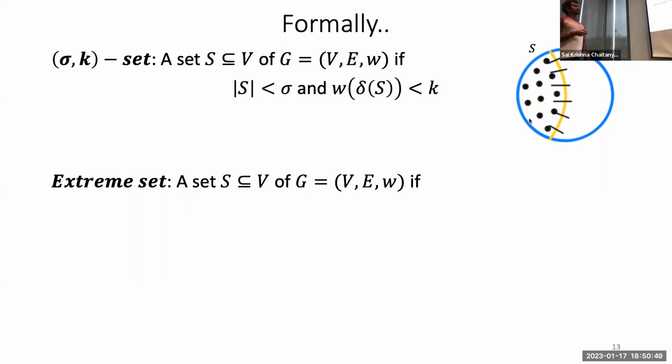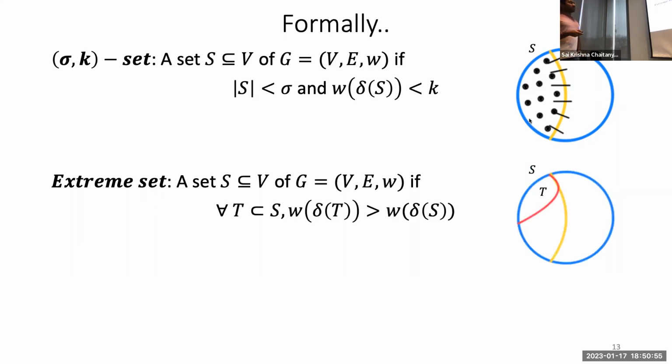A set S subset of V of graph G is called an extreme set if for all T subset of S, the weight of the cut delta of T, where I use delta to denote the cut edges, is greater than the weight of delta of S. So we have this set S, which has some cut size. And if all of its subsets have strictly more cut size than the cut size of S, then we call this an extreme set. So in some sense, all subsets are better connected to the graph than this particular set, and that is why it is extreme.